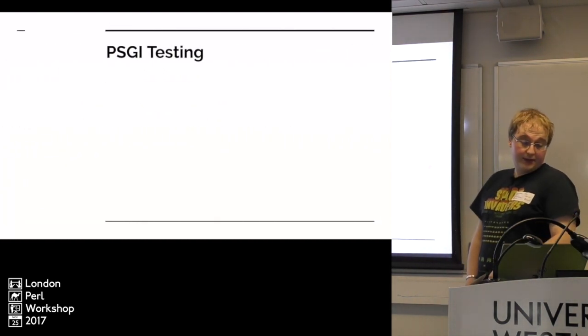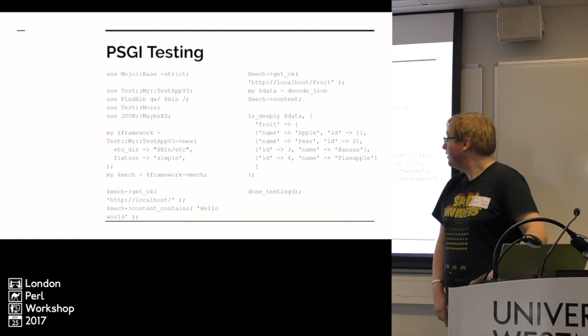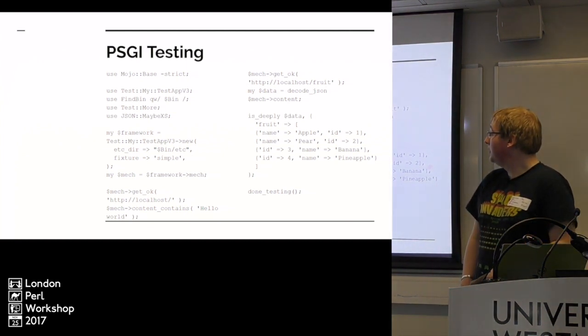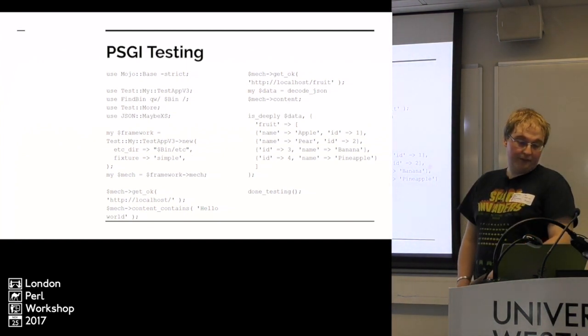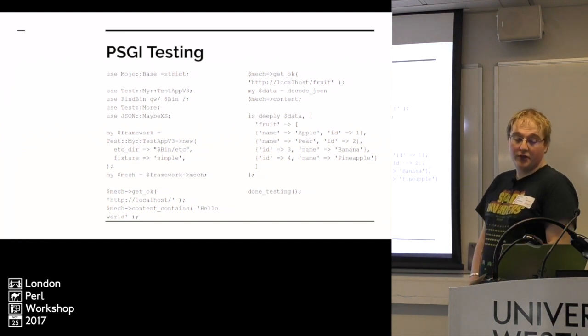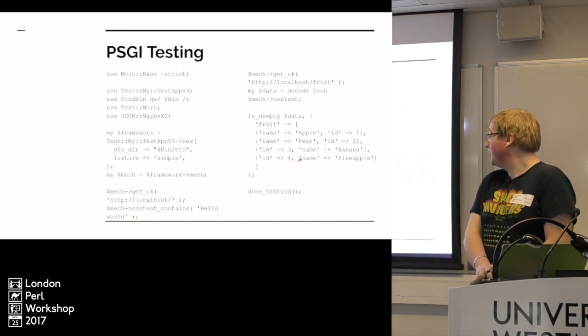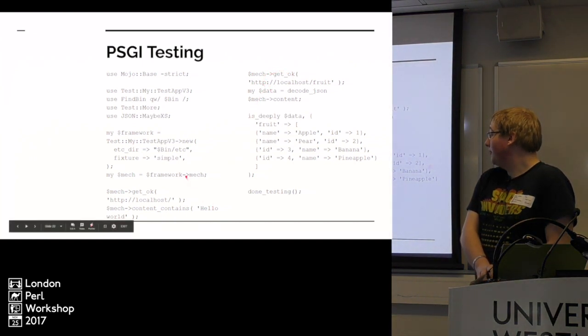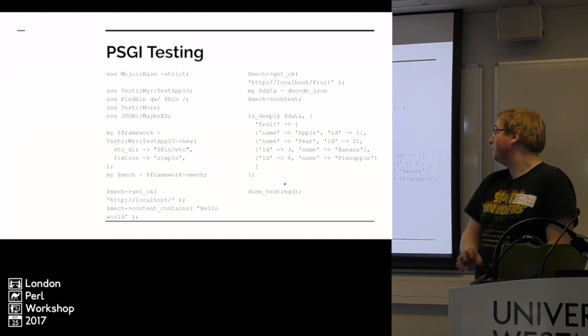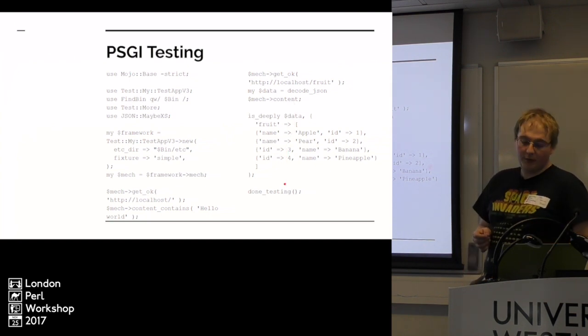So otherwise, the test is very similar. There's a few differences between Test Mojo and Test::WWW::Mechanize, but functionally it's almost identical. You do your mech, pull out your mech, do a get against, check the contents are okay, check against /fruit, decode your JSON of the content, and check that it's right. Almost identical test.